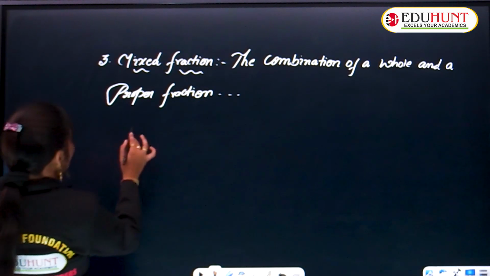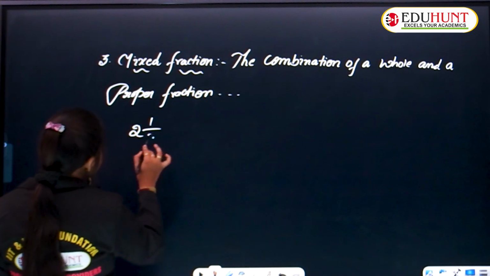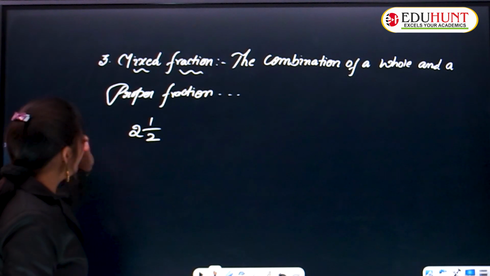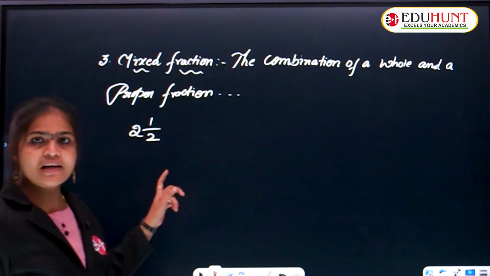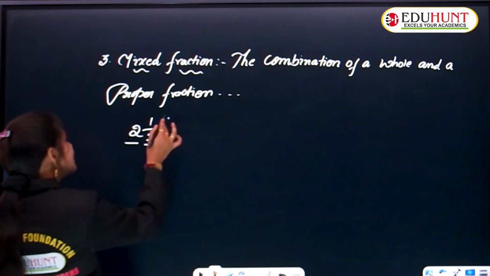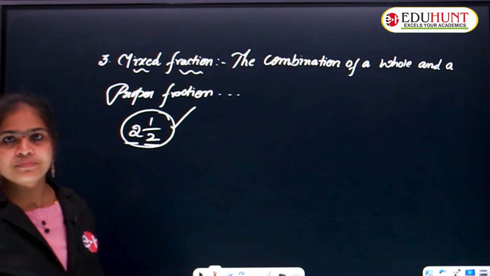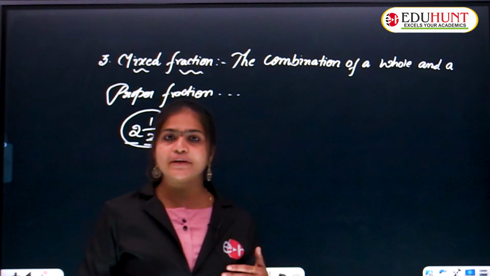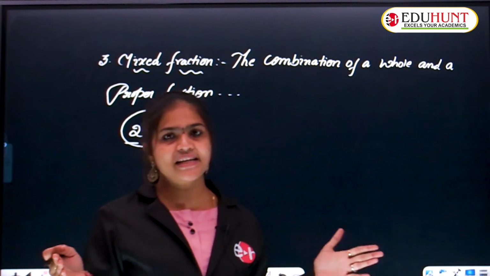Just see, whole means the total part. Is 1 by 2 an improper fraction or not? Here 2 is the whole part and 1 by 2 is a proper fraction. Now the combination of a whole and a proper fraction, we call this kind of fractions mixed fractions. Understood? In the same way, we will see how to convert mixed fractions into improper fractions, and only an improper fraction can be converted into a mixed fraction.